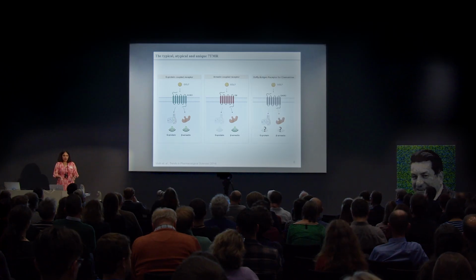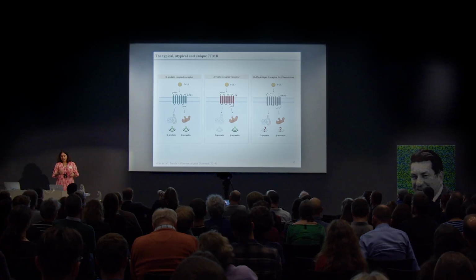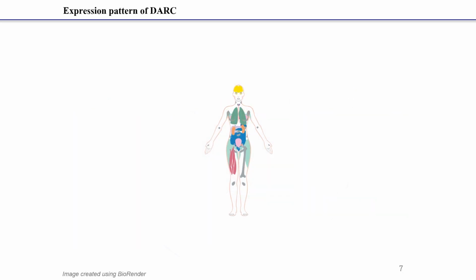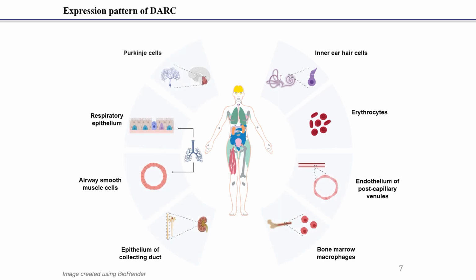Now, in this context, DARC or the Duffy antigen receptor for chemokines represents a very interesting receptor downstream to which G protein and beta-arrestin signaling has not really been comprehensively studied. So, if we take a look at the expression pattern of DARC, then it is found to be expressed on a variety of different kinds of tissues, particularly the surface of erythrocytes and the endothelium of postcapillary venules.